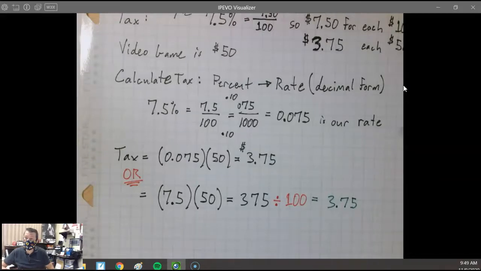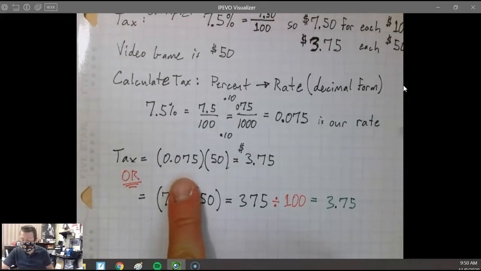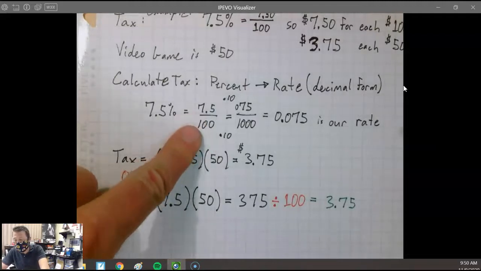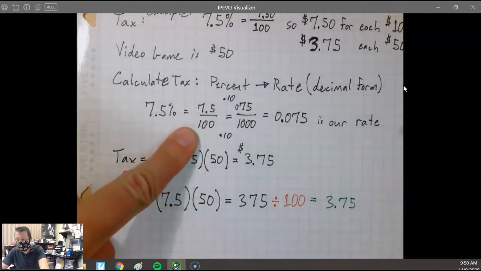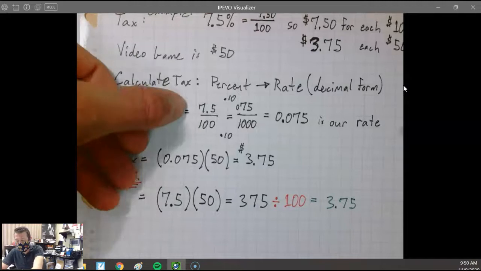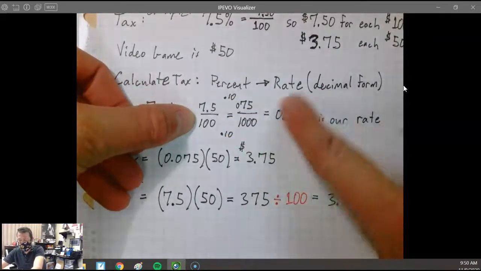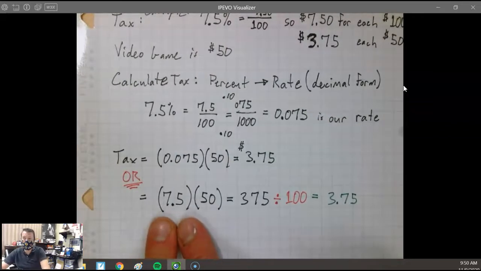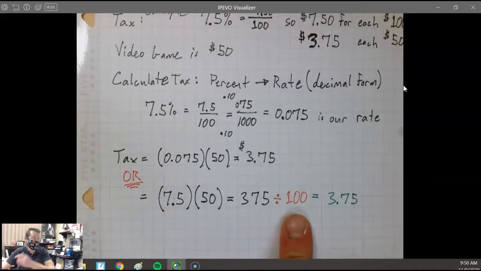And here's why, guys. We have to divide by 100 somewhere. This 0.075, we did the division by 100 up here, right? We did the division by 100. We set it up, solved it, made it the decimal. Here, at the 7.5, we did not do the division by 100 yet. So that's why we still have to do the division by 100.